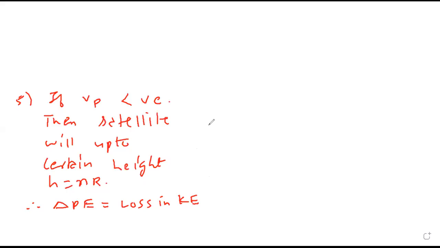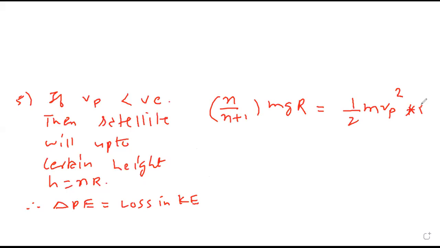Anybody can remember what is the increase in potential energy? H is nR. N upon N plus 1 mgR. Superb. N upon n plus 1 mgR. It is very important to remember this. Equal to half m velocity of projection square. I will start my numerical or MCQ with this concept.